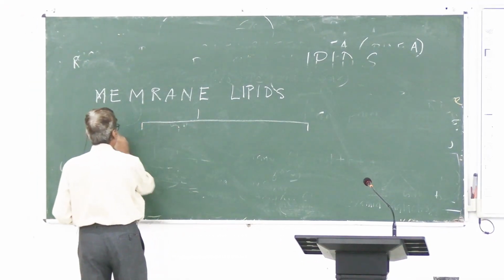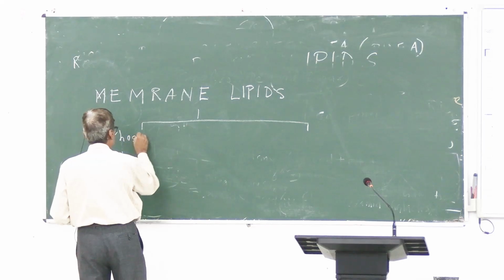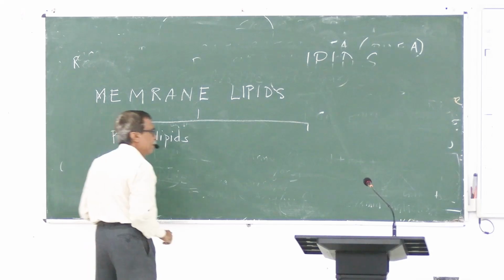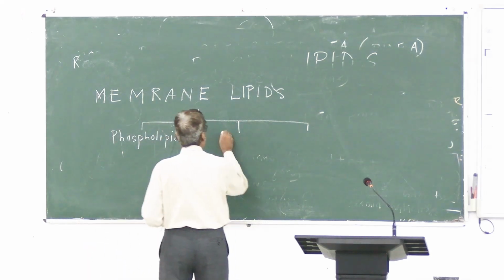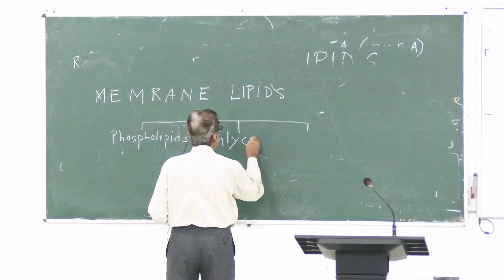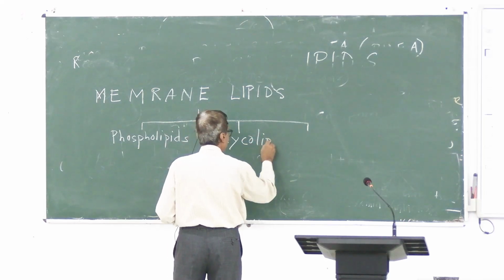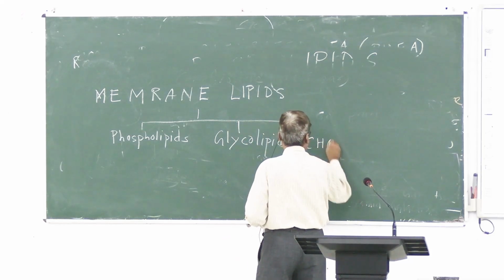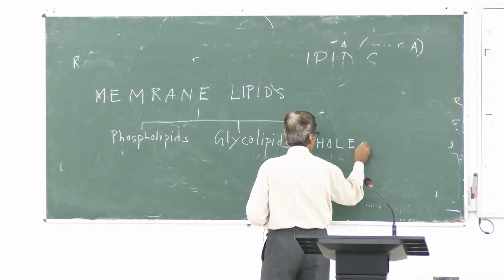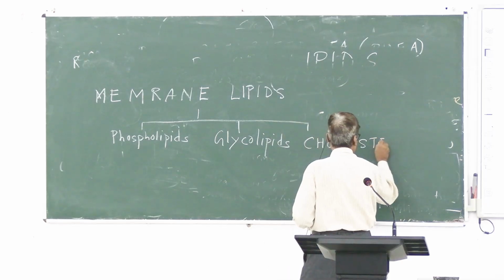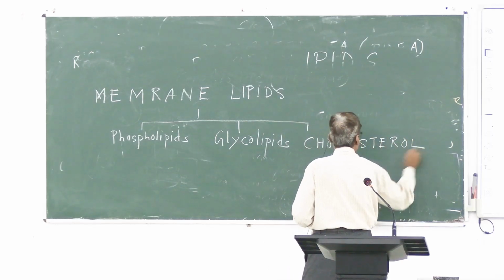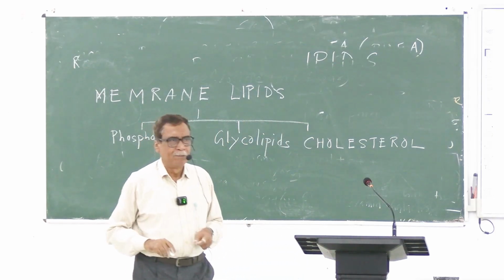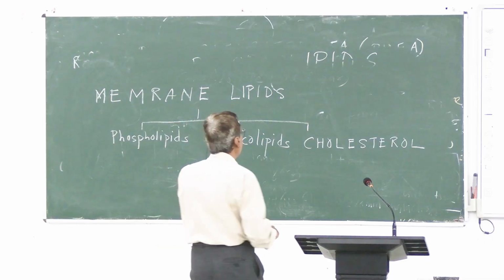Most predominant type, I have said many times, phospholipids. Most predominant. Next are the glycolipids or glycosphingolipids, which I have also described now. And next is the notorious element, cholesterol. I have discussed the two, phospholipids and glycolipids. Now I will discuss cholesterol.